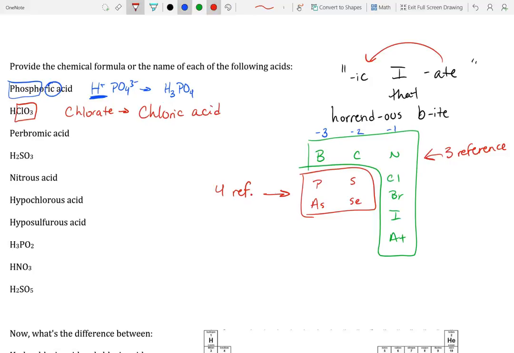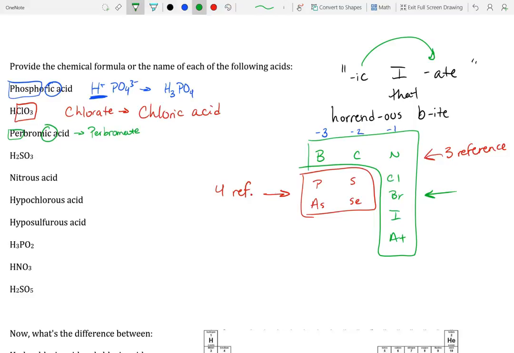Now let's move on to the next one here. Sorry about that. But anyways, perbromic acid. Here we have brom. Let's go and isolate bromine. So what does the suffix ic mean? Well, ic means ate, right? So ic goes to ate. So we know we're doing something with bromate. Well, now we also have this per. So this becomes perbromate, right?